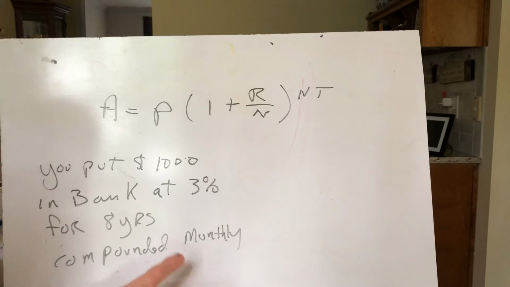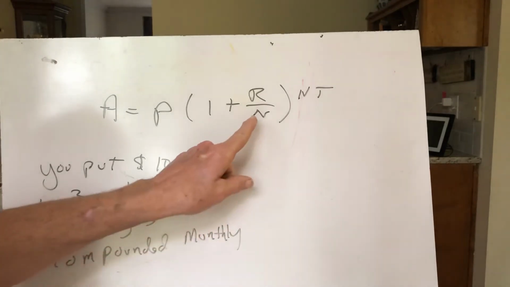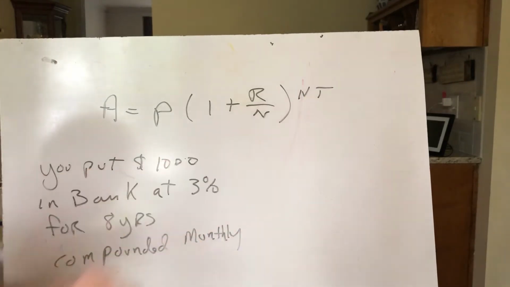So if it's monthly, N would be 12. If it's quarterly, N would be 4. Do not put a quarter, don't put 0.25. I always have one student that gets confused. Quarterly means 4 times a year. Semi-annually, 2 times a year. And daily, 365 times a year, and we ignore leap years. So daily, you would put a 365 there and there.